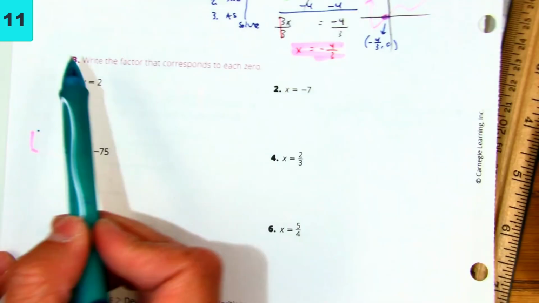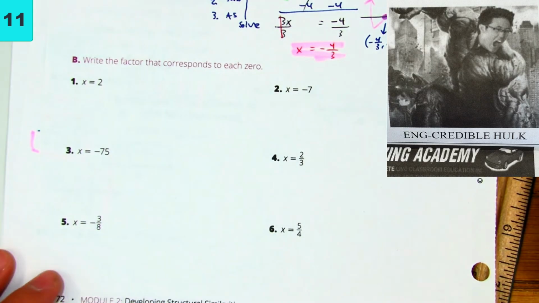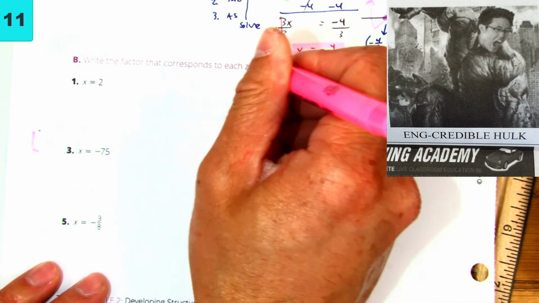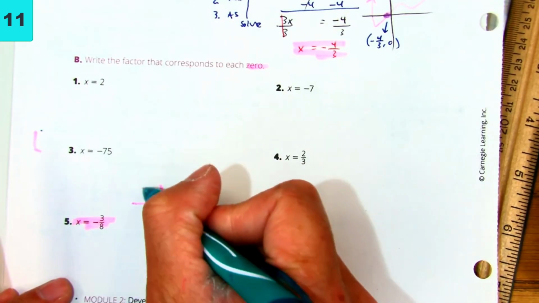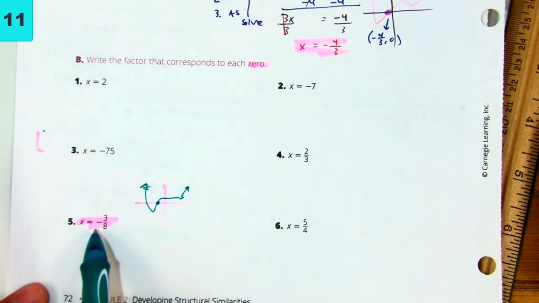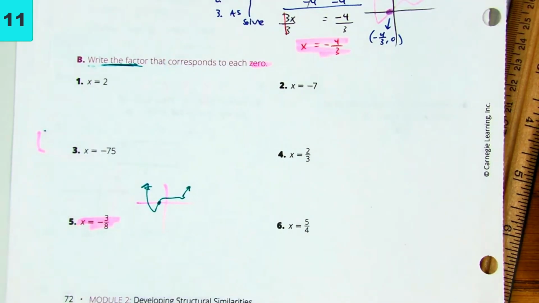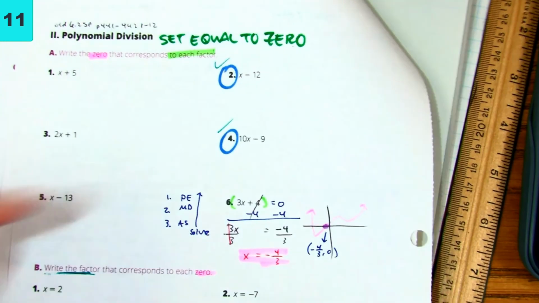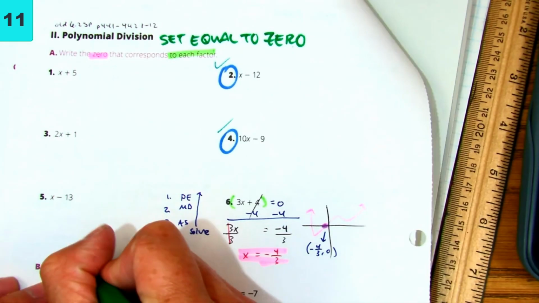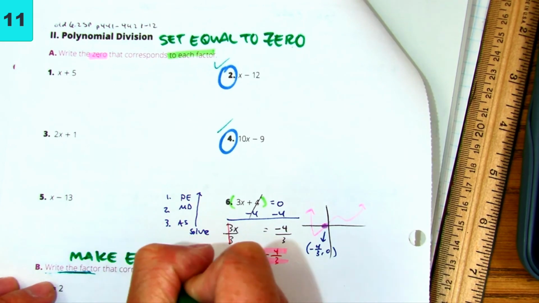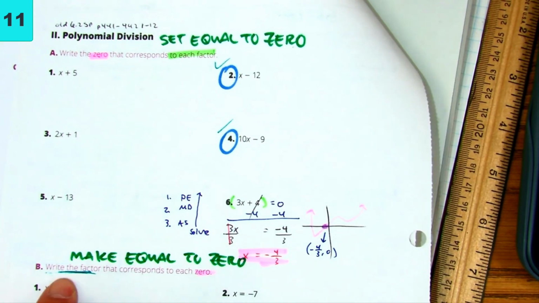It tells us to write the factor that corresponds to each of these, which are called zeros. We just saw that in the previous problem, right? This is already a 0. It's already crossing in a graph at negative 3/8. They want us to write the factor. Remember what the factor looked like in the previous problem. The factor is with parentheses. To make a 0 a factor, our goal is to make it equal to 0.